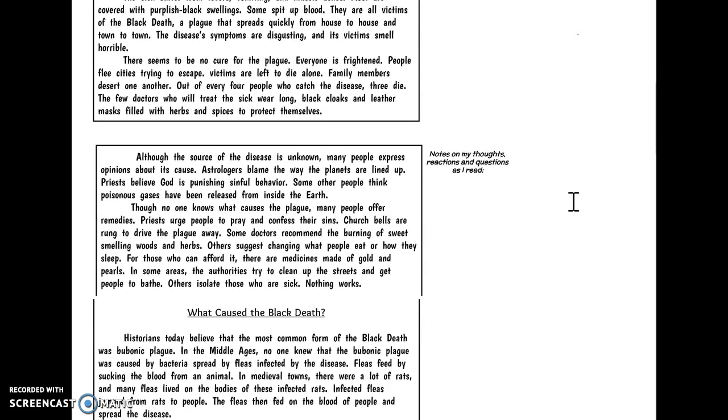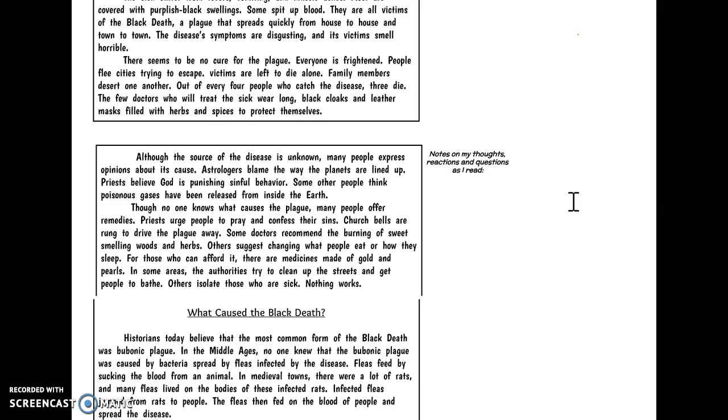Although the source of the disease is unknown, many people express opinions about its cause. Astrologers blame the way the planets are lined up. Priests believe God is punishing sinful behavior. Some other people think poisonous gases have been released from inside the earth. Though no one knows what causes the plague, many people offer remedies. Priests urge people to pray and confess their sins. Church bells are rung to drive the plague away. Some doctors recommend the burning of sweet-smelling woods and herbs.